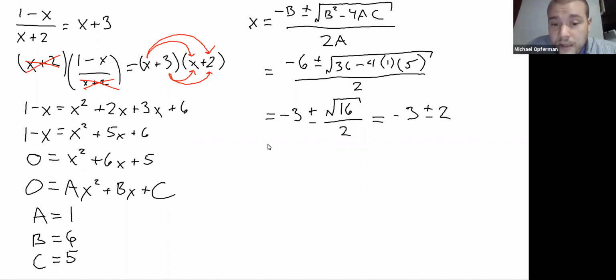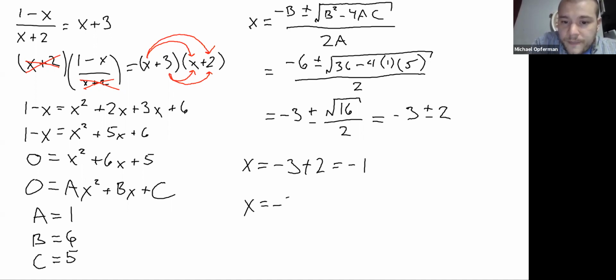Okay, now how do you handle that plus or minus sign? The plus or minus sign literally just means it could be a plus sign or it could be a negative sign. So in other words, this actually has two solutions. The first one is x equals negative 3 plus 2, which would be negative 1. And the other one would be negative 3 minus 2, which would be negative 5. So those are both solutions to this question.